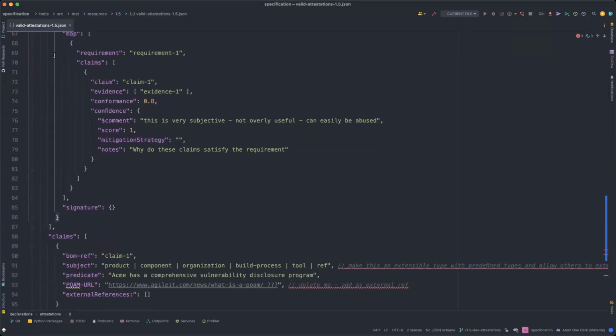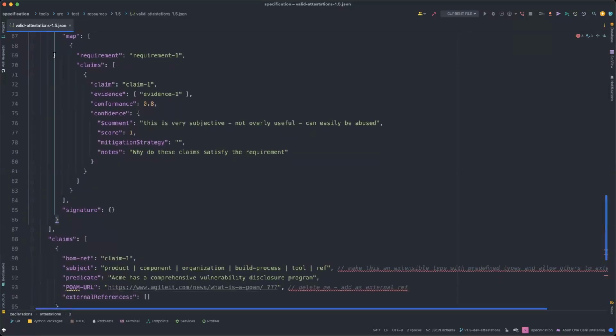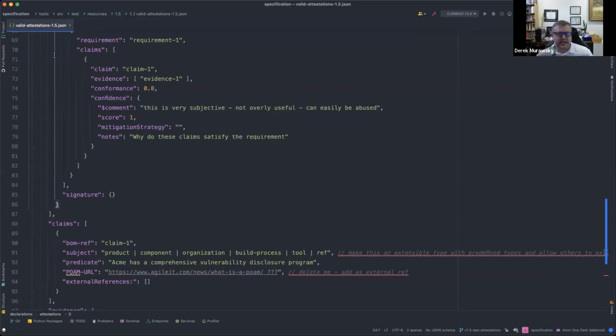Okay, but the claim is just text, right? You could say, well, I kind of do this, but not really. Yeah, the claim is the object down below there, starting at line 90. That's the actual claim with the details of it. And then the free field comment is up in the confidence area up in 76.